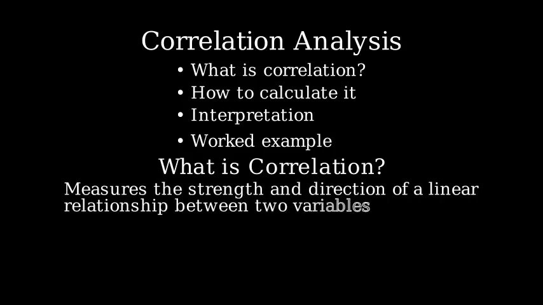Correlation measures the strength and direction of a linear relationship between two quantitative variables, which we'll call x and y. The Pearson correlation coefficient, denoted by R, always lies between -1 and +1. Let me show you visually what different correlation values look like.